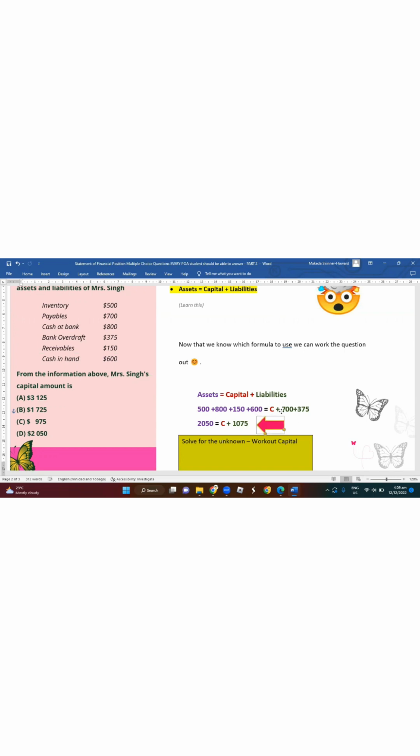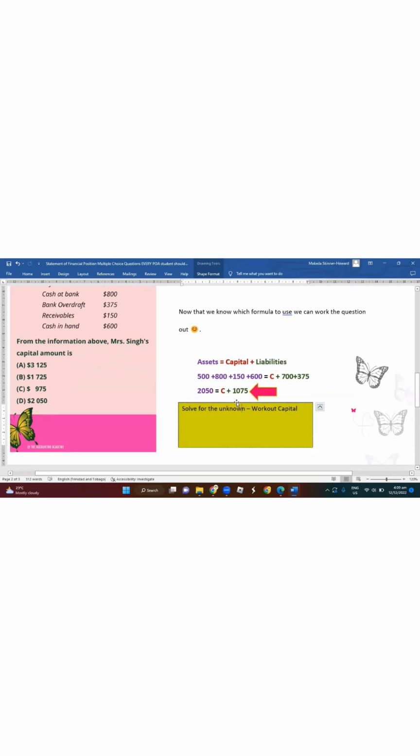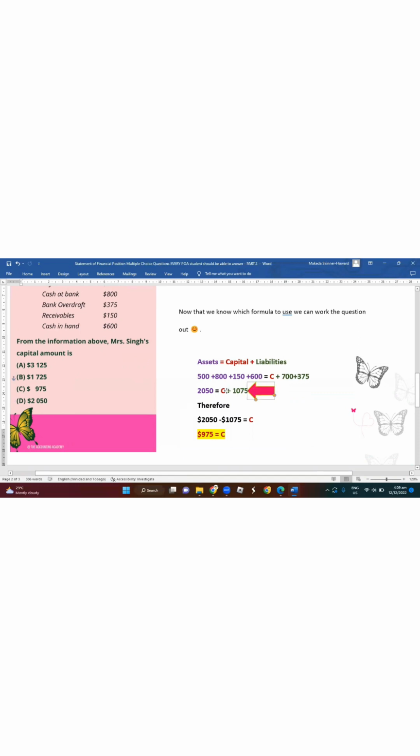So when you add up all the items in purple, which are your assets, you're going to get 2050. When you add up the items in green, which are your liabilities, you get $1,075. Now we have to solve for the unknown. We have to work out capital, or simply saying we have to get capital on a side by itself. So we're going to move the 1075 and bring it across next to the 2050. Once you carry it across the equal sign, you know it's going to become minus, right?